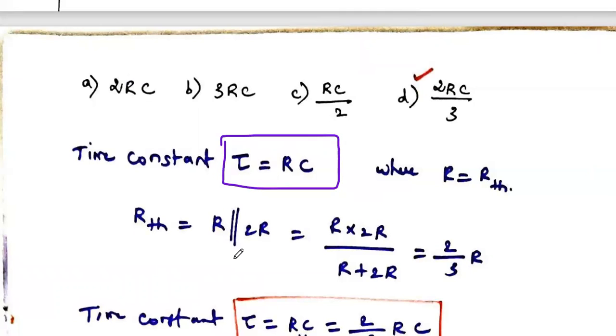Okay. So the parallel combination of R and 2R value we have to calculate. It is said to be the R total. So R total is equal to R into 2R divided by R plus 2R. So the answer is 2R divided by 3.